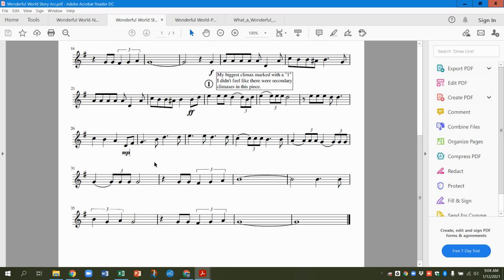Add dynamics to the piece and make sure they support your story arc where your climax is.